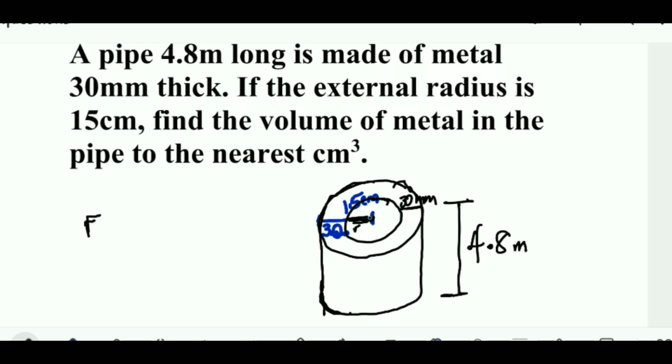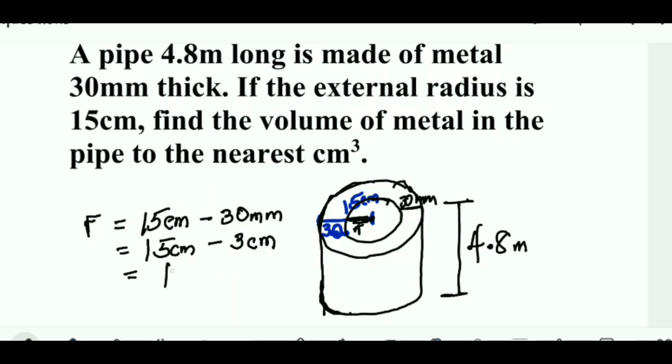My radius, the small r, would be all that you have here minus the thickness. So this is 15 centimeters minus 30 millimeters. When you change 30 millimeters to centimeters, you have 3 centimeters because 10 millimeters make 1 centimeter. And so this is 12 centimeters. This represents the radius of the internal circle. What else do we have? Okay, I think that's all.